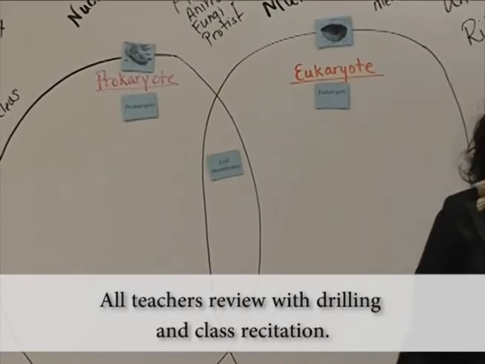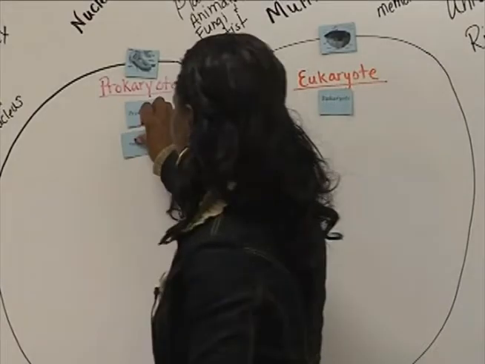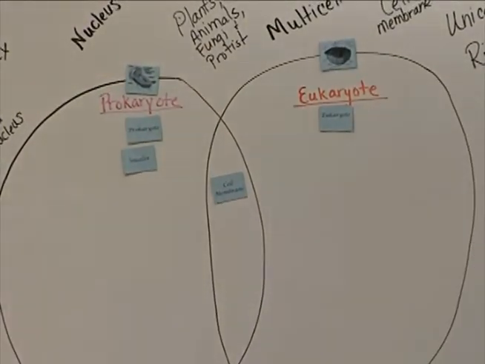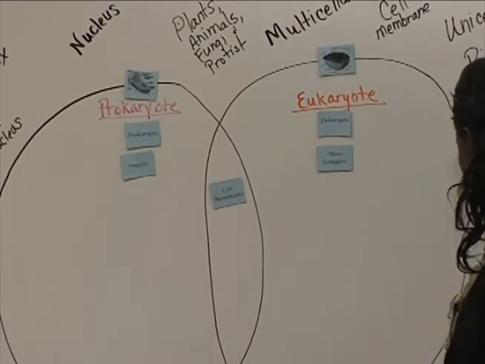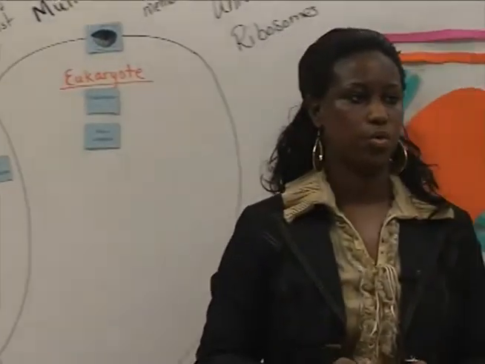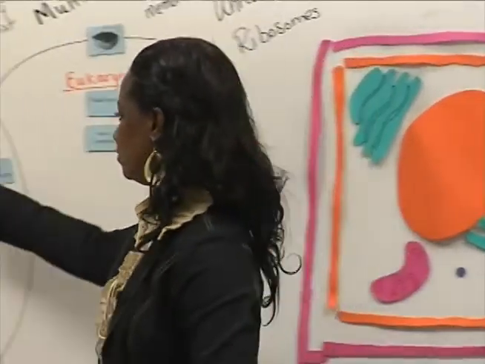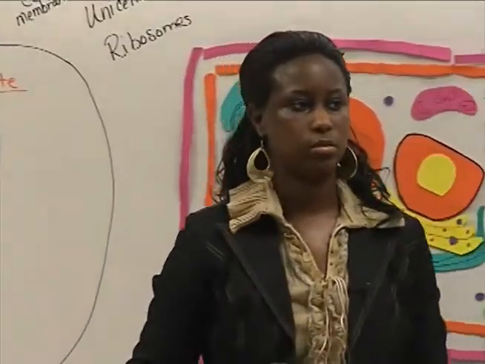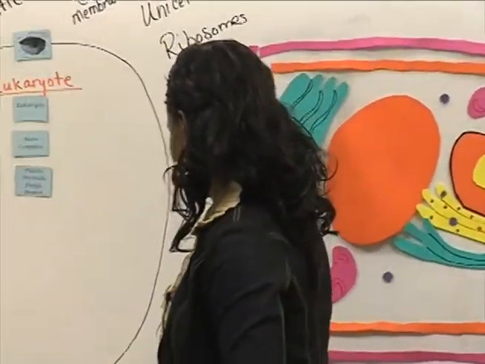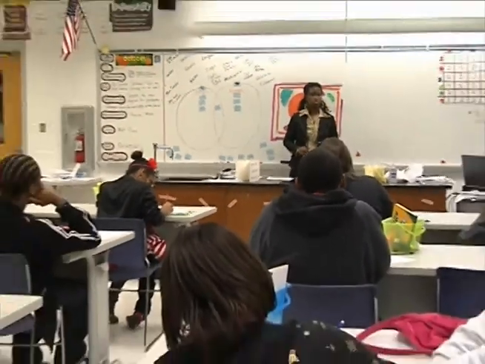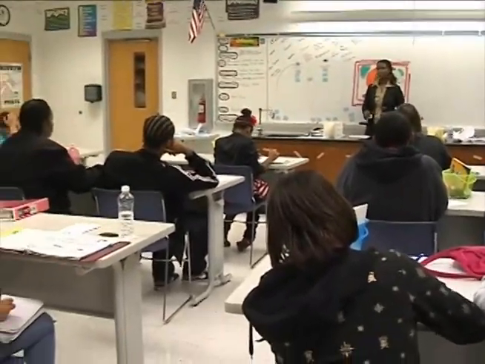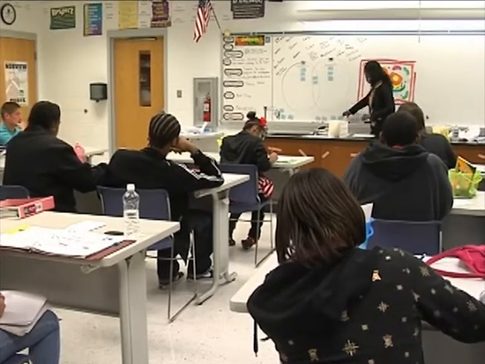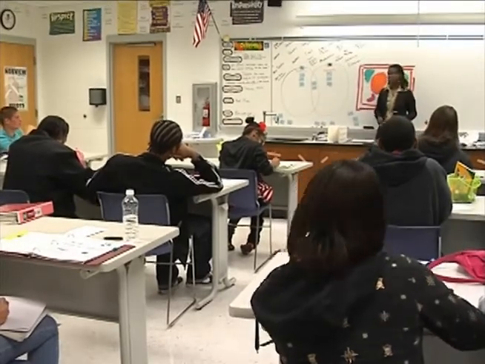Smaller. Prokaryote. What about more complex? Eukaryote. Awesome. What about DNA chain in a circle? Prokaryote. Awesome. What about plants, animals, fungi, protists? Eukaryote. Ribosomes. Both. That was a slow one. Both. Both types of cells will have ribosomes. What about unicellular? Prokaryote. Good.